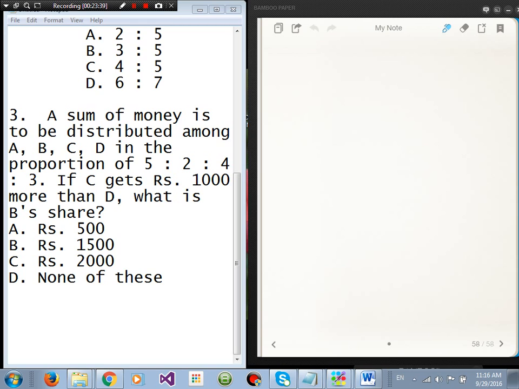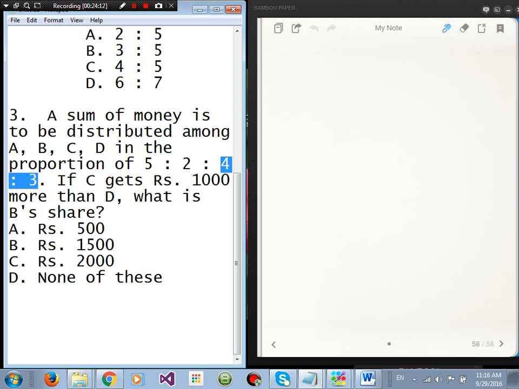Now if you look into this here, okay, C gets 1000 more than the D. In the ratio, when you look into the ratio between the C and D, what is the ratio they are given? 4 is to 3. And C is getting 4 parts, then D is getting 3 parts. Difference is how many parts here? 1 part. 1 part is equivalent to 1000 rupees. Then we are asking for the B's share. Okay, B is getting 2 parts. 2 parts are equivalent to how much?